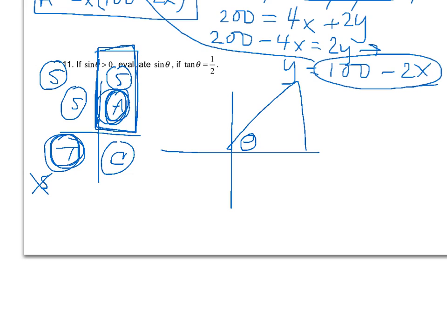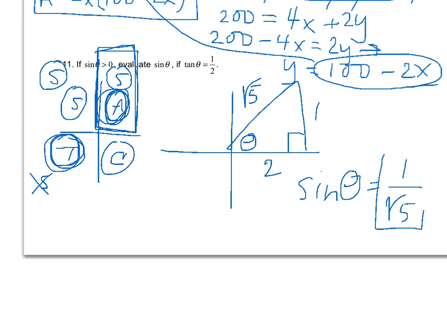So if tangent is 1 over 2, that is opposite over adjacent. Since we know this is a right triangle, we know this is root 5. So it says to evaluate the sine of the angle, which is opposite over hypotenuse. And you have just found the sine of the angle given only the tangent. And in calculus, you can leave your answer like that. You do not need to rationalize your denominator.